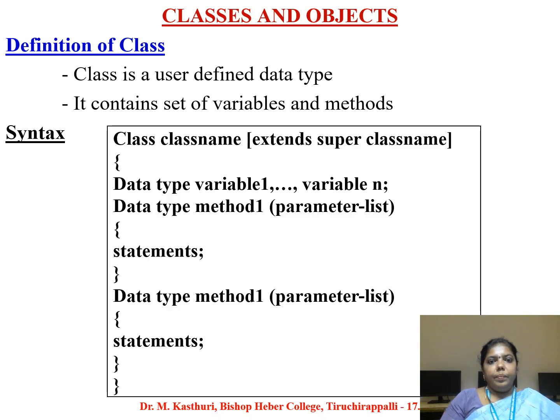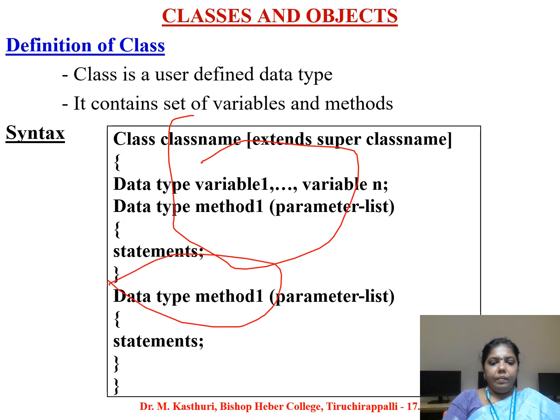Now we discuss about class and objects. Class and objects is a very essential concept in object-oriented programming language. Using classes, we can insert a set of variables and methods. Here I give you the syntax for creating a class. A class contains a set of variables and a set of methods. With the help of a class, we can create a set of variables and methods.